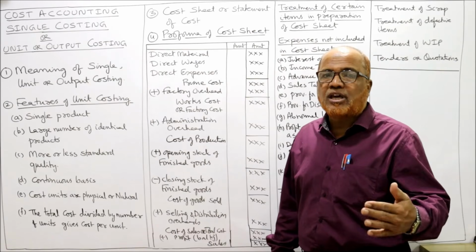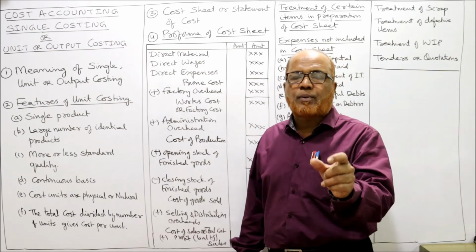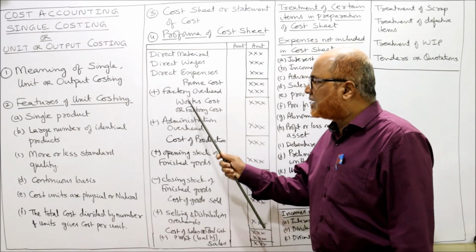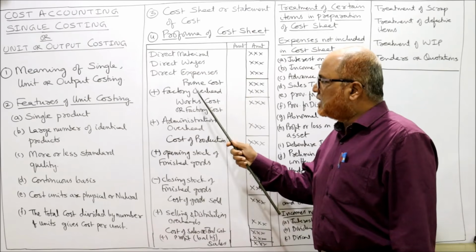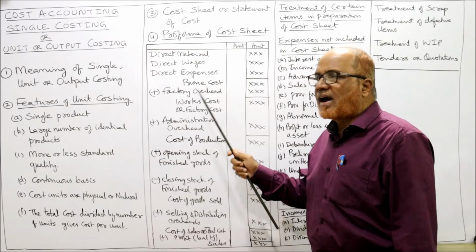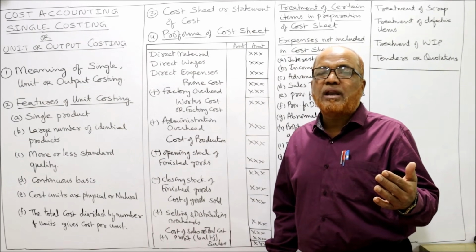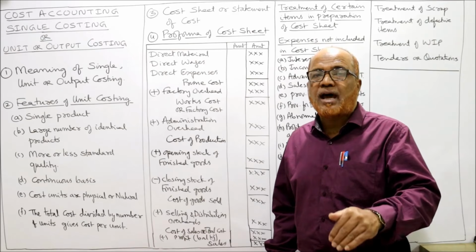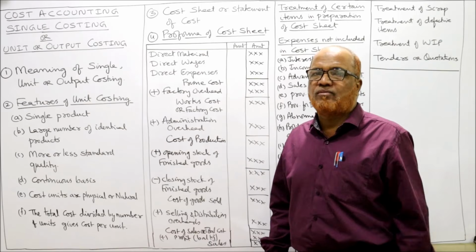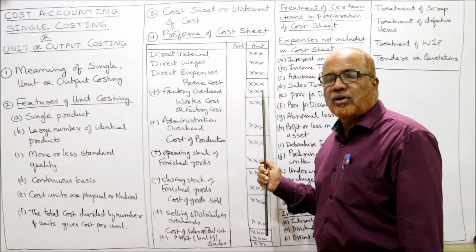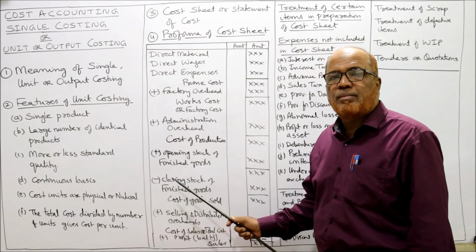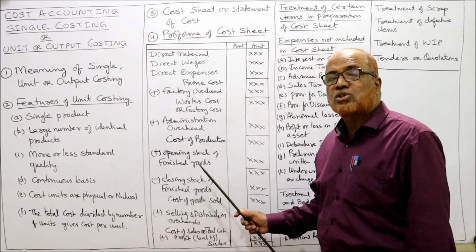Second, work in progress. If in the problem work in progress is given, how to adjust work in progress? Take the factory overhead in the inner column. This factory overhead, what you are seeing here, you should take it in the inner column. To this factory overhead, you add opening work in progress and subtract closing work in progress. Then take the amount in the outer column. And finished goods, opening stock of finished goods will be added to the cost of production.